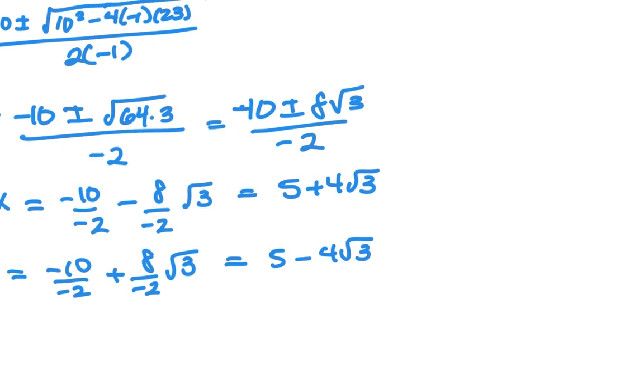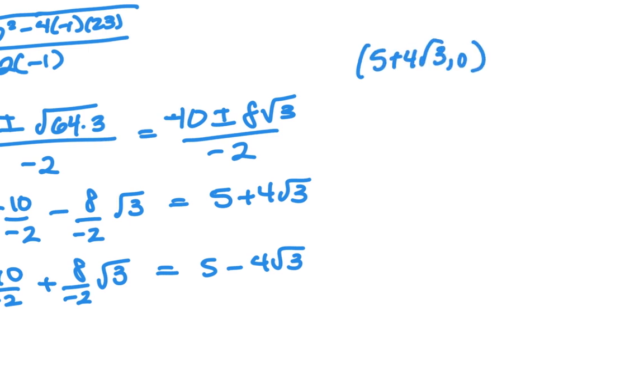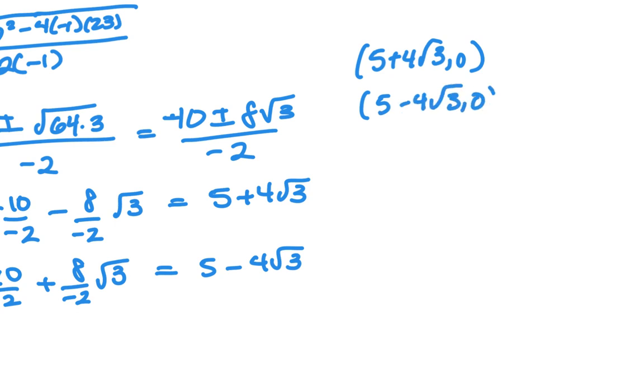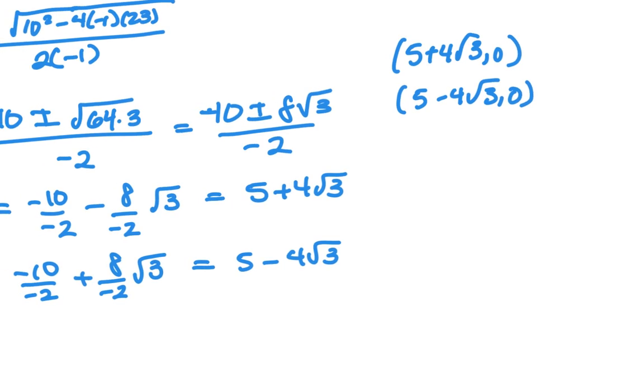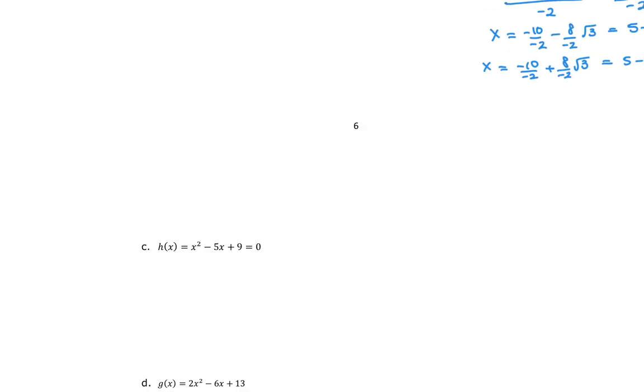Now, as ordered pairs, I would write this as (5 plus 4 square root of 3, 0) and (5 minus 4 square root of 3, 0). If you want to use decimal equivalents, that's okay too. Unless it says you have to do exact, you can use the decimal equivalent. Okay, so that's the first one.